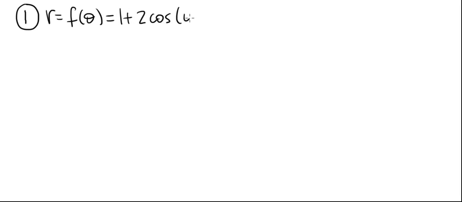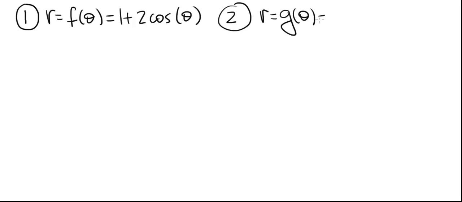We're going to sketch the graphs of two polar equations. The first equation is r equals f of theta equals 1 plus 2 times cosine of theta. And the second equation will be r equals g of theta equals 1 minus 2 times cosine of theta. We'll start with the first equation.